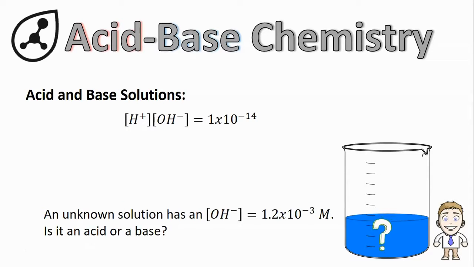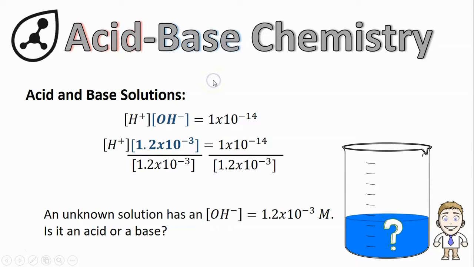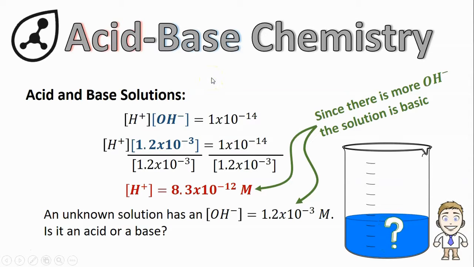The first step, of course, is doing the math. To solve for that H+ concentration, we'll use this formula right here. Simply plug in the OH- concentration, solve for the H+ by dividing both sides by the 1.2 times 10 to the minus 3, and you'll find that the H+ concentration is 8.3 times 10 to the minus 12. Comparing the sizes of my two concentrations, I can see there's way more OH-, which now answers the question, and I know that this solution is basic.